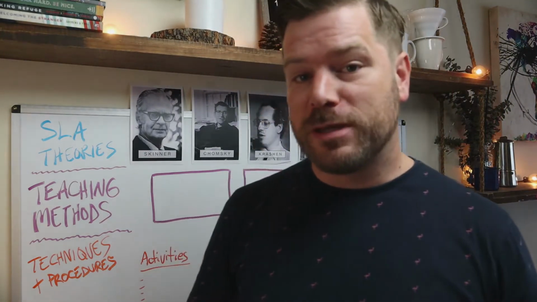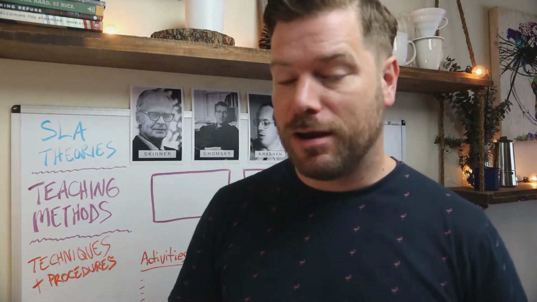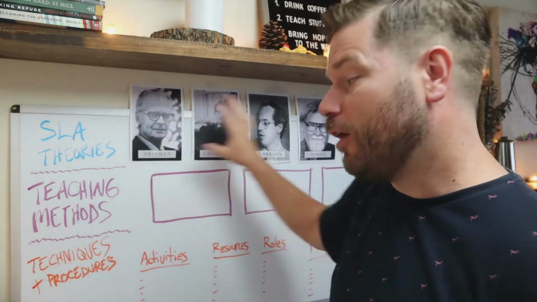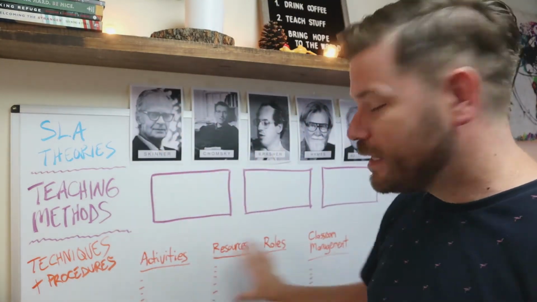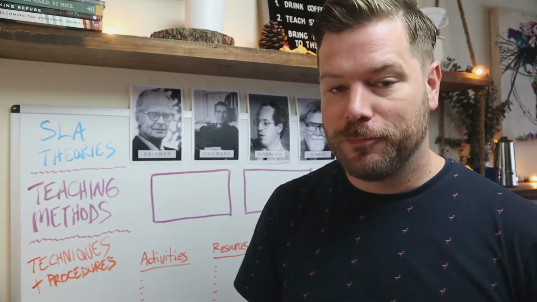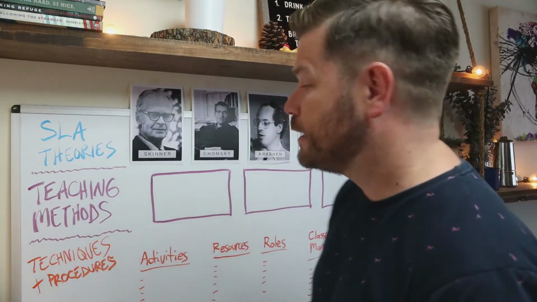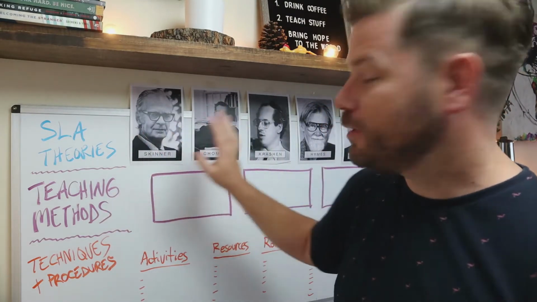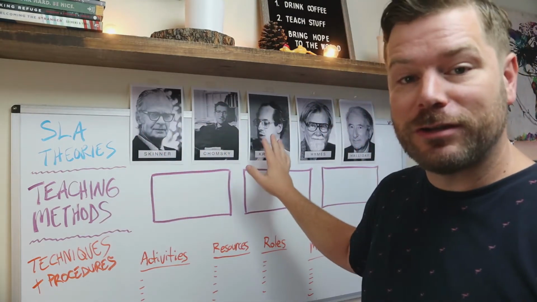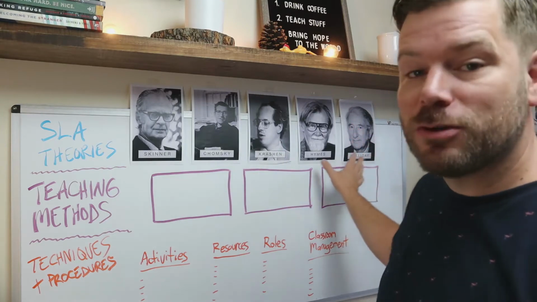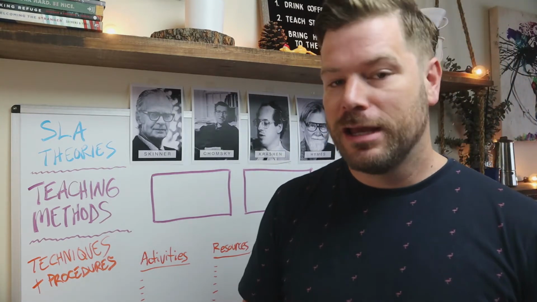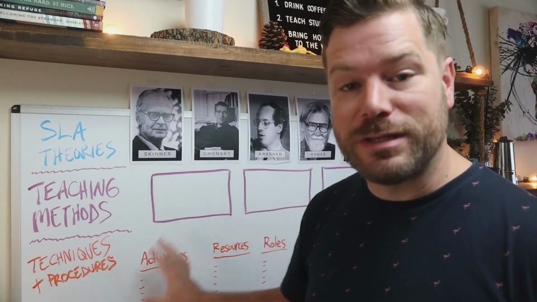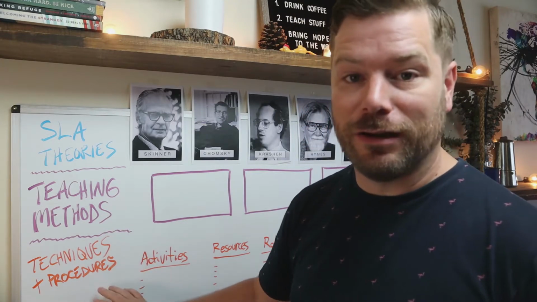Alright, so one of the best ways to understand what teaching methods are is to first understand their relationship to some of the things we've already covered and some lessons that we're going to be covering in the future. Now, we recently looked at a number of SLA theories, including behaviorism, cognitivism, learning versus acquisition, and social views of language. And in upcoming lessons, we're going to be looking at a whole lot of techniques and procedures that you can use in your classroom.